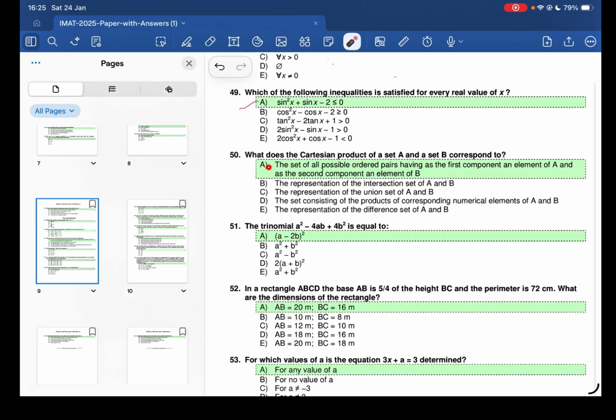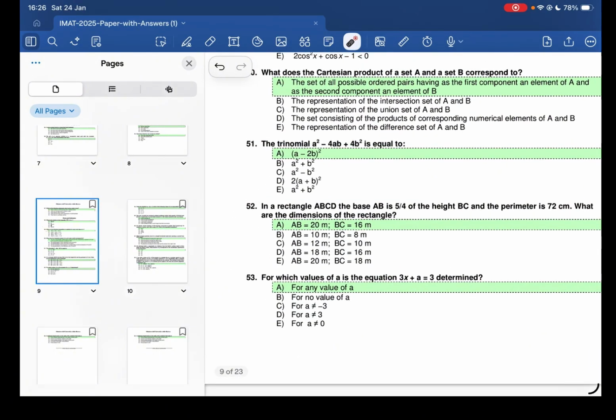So in this year's IMAT, let's say they are asking what the Cartesian product of a set B and a set A corresponds to. Will A be the answer? No. Because we have to make sure the ordered pair value is adhered to and aligned. So this is also a fundamental. Vector space, computer space, complex numbers, all the complex ideas come from these basic fundamentals, and understanding them is very important.